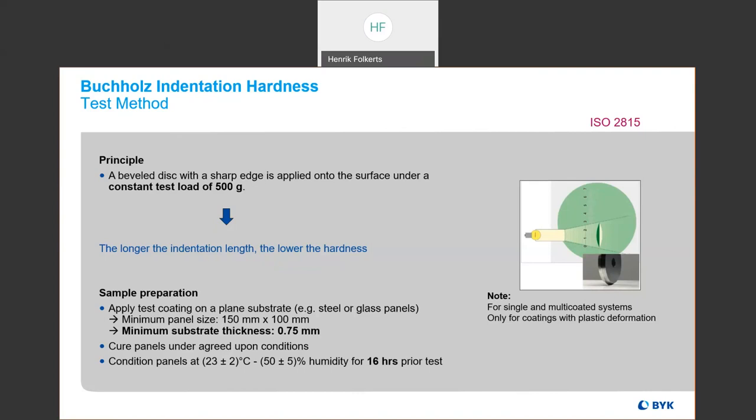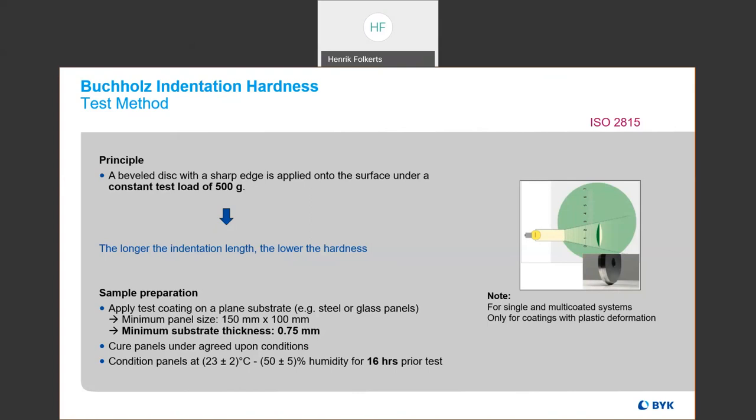The sample preparation is also of high importance and should be communicated with your supplier or customer. The minimum panel size as well as the minimum substrate thickness are defined in the standard. Then, of course, the finish should be cured under agreed upon conditions. The panel should be conditioned at room temperature and 50% humidity for 16 hours before the test.